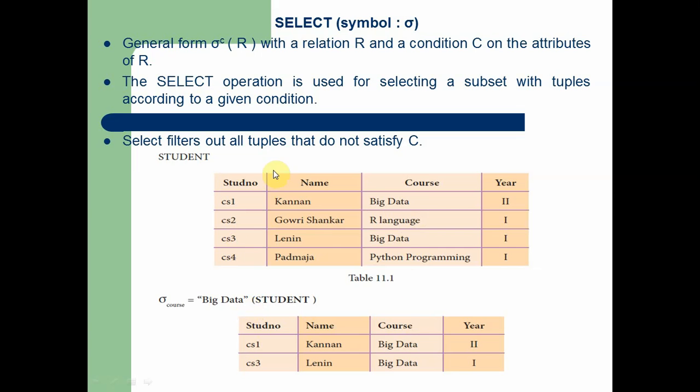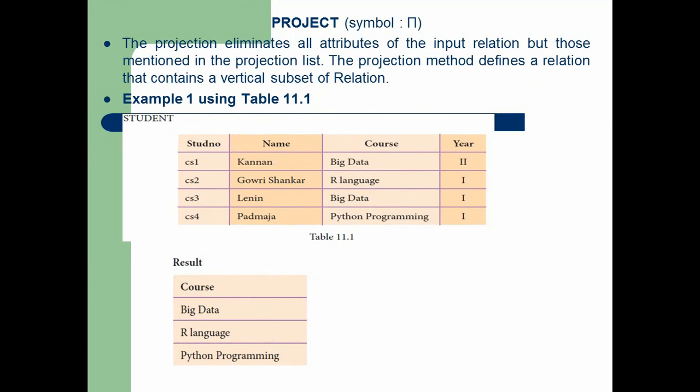So from this table we can access only the records or tuples whose course is big data. This is the meaning of this line. This can be achieved through a relational algebra operator. The next operator is project. Projection eliminates all attributes of the input relation but those mentioned in the projection list. The projection method defines a relation that contains a vertical subset of a relation. So by using select we can give a command to access a subset of tuples.